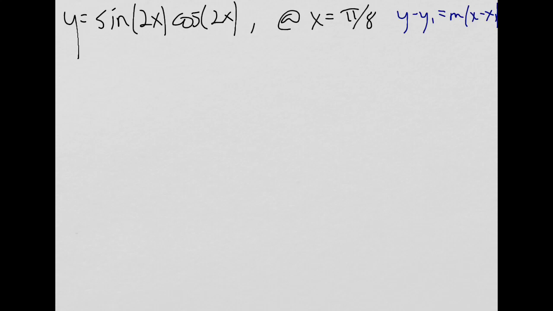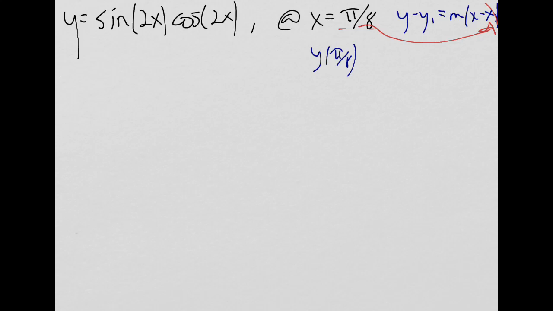That's point slope form. So what I'll do is I'll cross things off as I know them. I know that x equals pi over 8 is x1, so I can cross that off. I just need to find m and y sub 1. So I'm going to do y sub 1 first. To do that, I just calculate y of pi over 8.